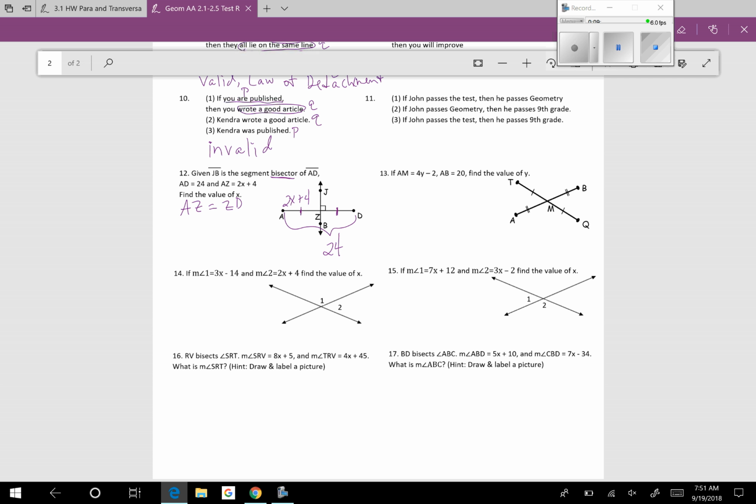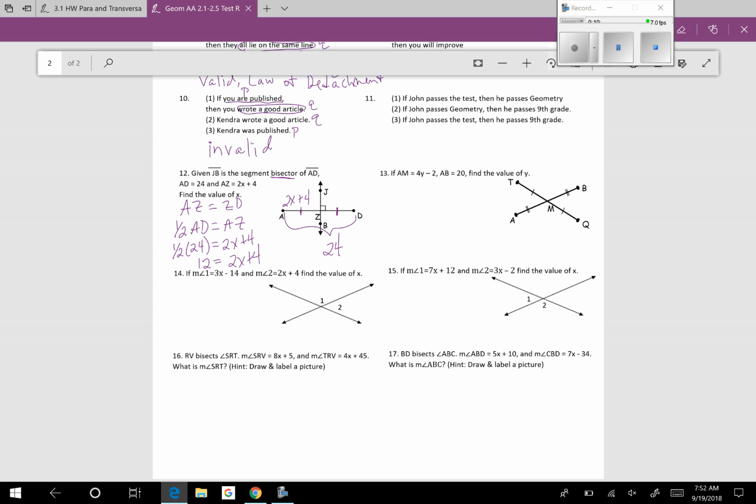Now think about it. What does a bisector do? It cuts the original segment into 2 equal parts. So 1/2 of this line is going to be equal to the other half. So if the whole thing is 24, what is only half of it going to be? 12. So we can say 1/2 of AD is equal to AZ, the one that we know, right? So 1/2 times 24 is equal to 2x plus 4. And what's 1/2 of 24? Well, it's 12. So 12 is equal to 2x plus 4.